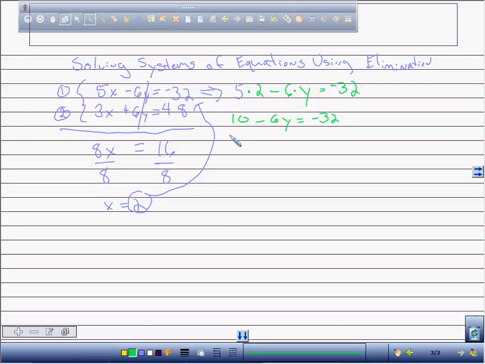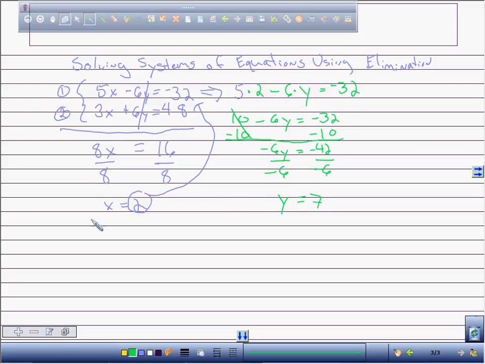What do I do to both sides? Minus 10. So that goes away, and I get minus 6y equals negative 42. That's negative 32 minus 10. And then I divide by negative 6, and what do I get? Positive 7. A negative divided by a negative is positive 7.